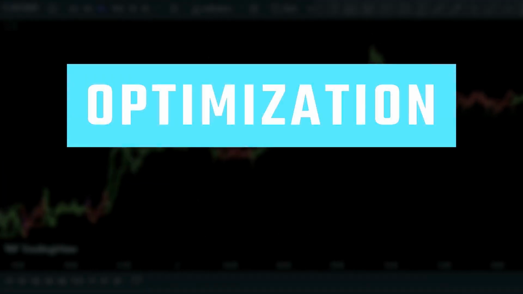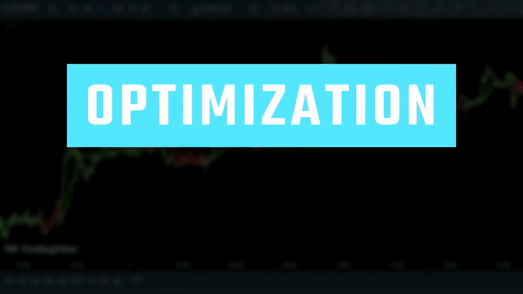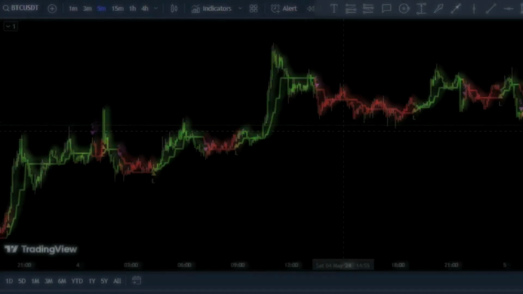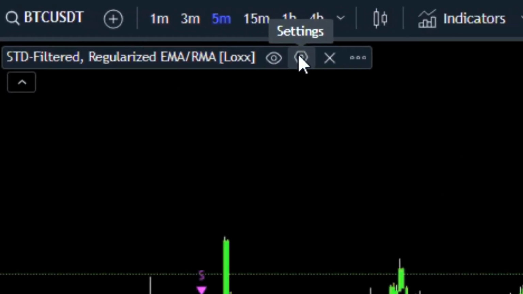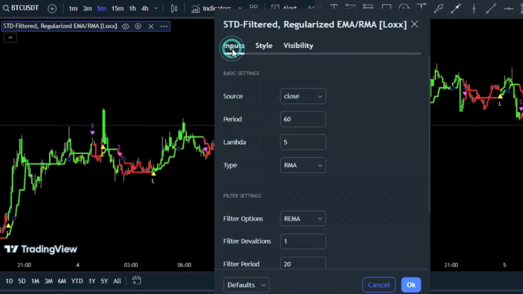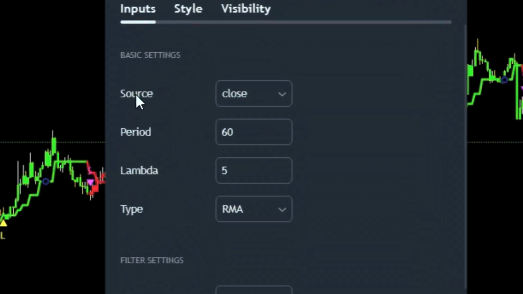Next, we want to make sure the indicator is set up for peak performance. Look for the little gear icon next to the indicator's name and click on it. This will open up the settings menu where you can follow along and adjust the settings to get the most out of this indicator.